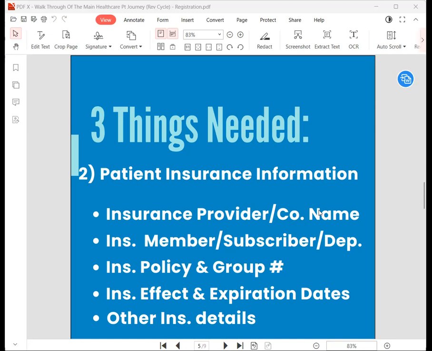Hence, what is usually collected under here is what the insurance company is, in other words, the insurance provider. So these are going to be companies like Aetna, United Healthcare, and Blue Cross Blue Shield, which sometimes now has also changed its name. It's under a different name.